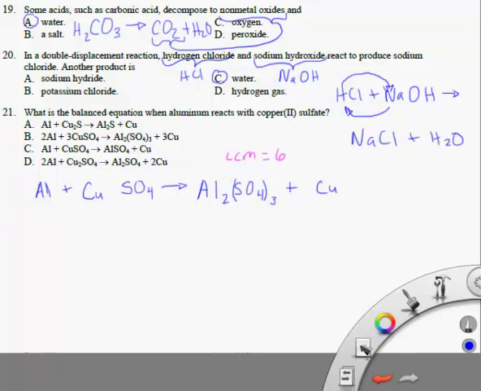Last bit is we have to balance this guy. To balance this guy, let's look at it. 1 aluminum, 2 aluminums. Let's throw my coefficient of 2 out front. 1 copper, 1 copper, 1 sulfate, 3 sulfates, 3 sulfates, 3 coppers, and we're balanced. So what we're looking at, option B.